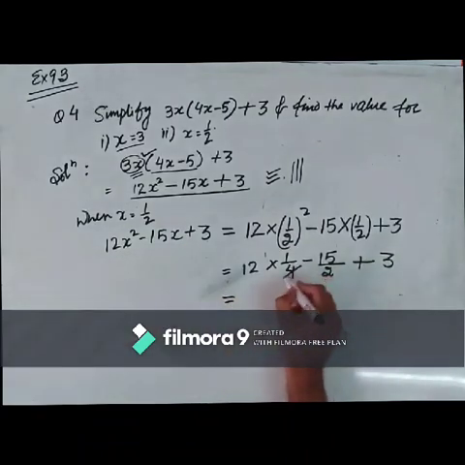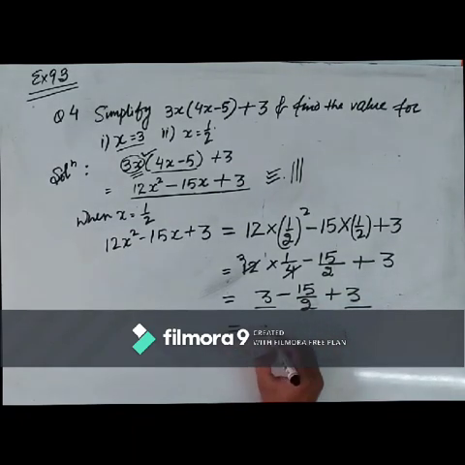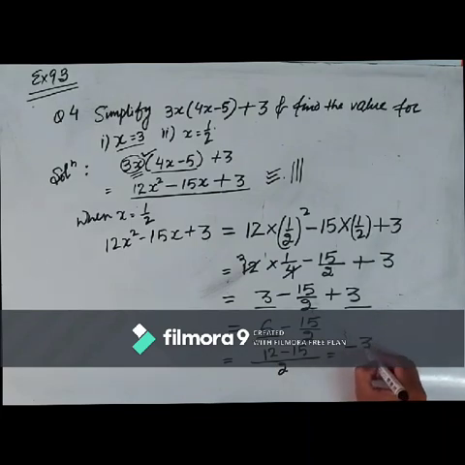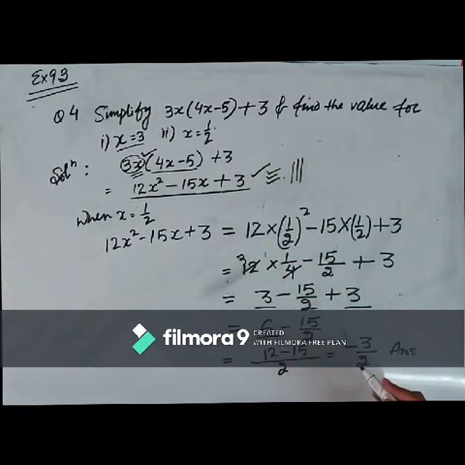So this is equal to 4 and 12. BODMAS rule applied. 4 3s are 12. This is 3 minus 15 upon 2 plus 3. Again 3 plus 3. This is 6 minus 15 upon 2. So taking the LCM of both of the terms, 2, 6, 2, 12 minus 15. So your answer is minus 3 upon 2. So when x is equal to 1 by 2, your expression will yield minus 3 by 2.